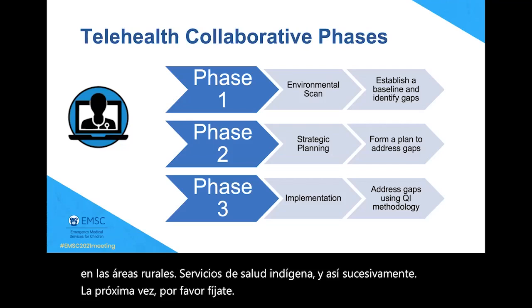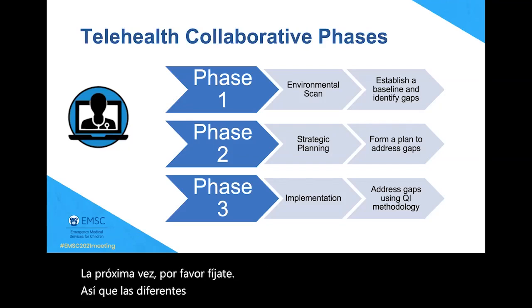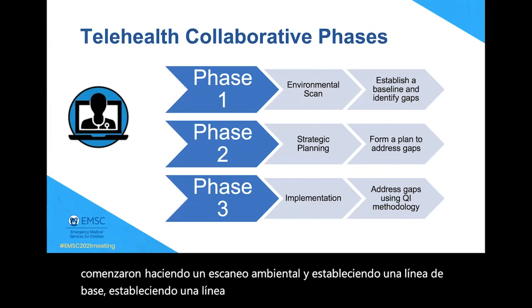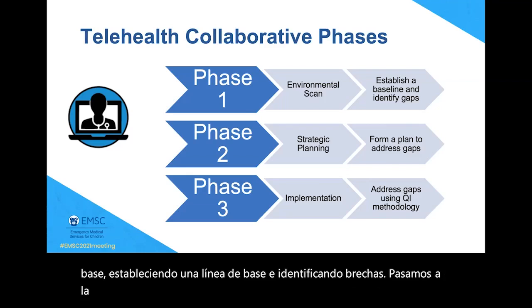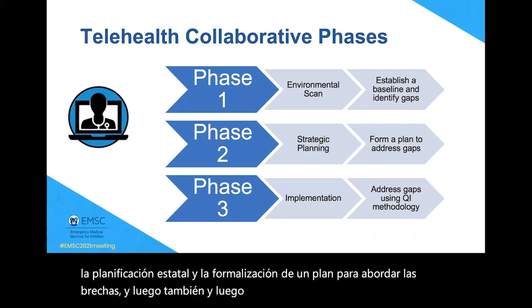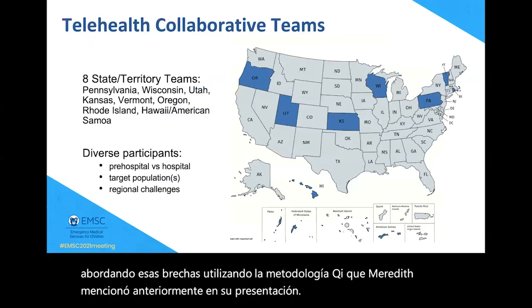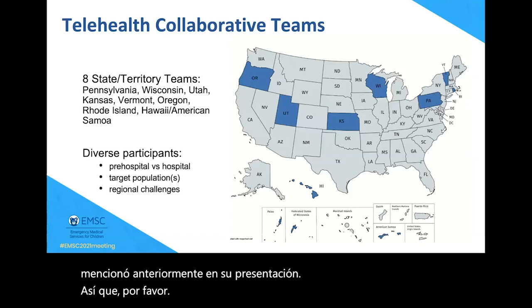So the different phases of our collaborative: each team started out by doing an environmental scan, establishing a baseline, and identifying gaps. We moved on to strategic planning and formalizing a plan to address gaps, and then moving on to implementation, really addressing those gaps using the QI methodology that Meredith mentioned earlier in her presentation. Next slide, please.